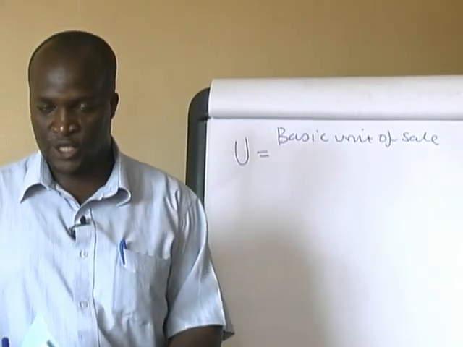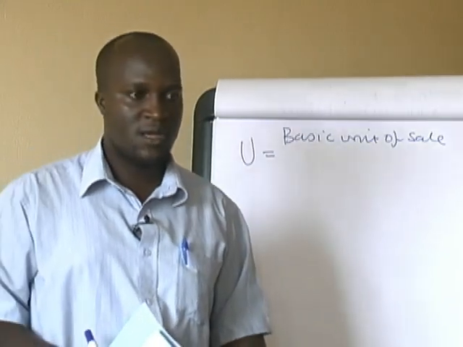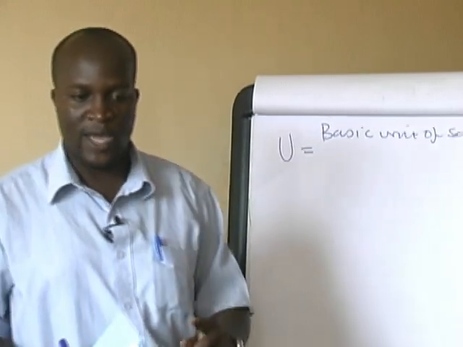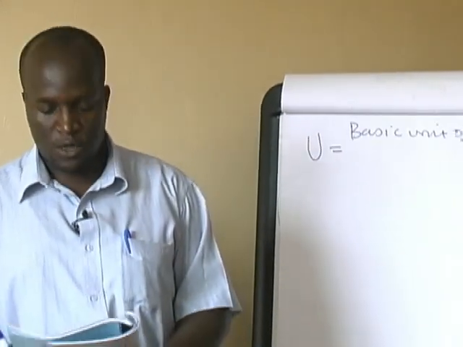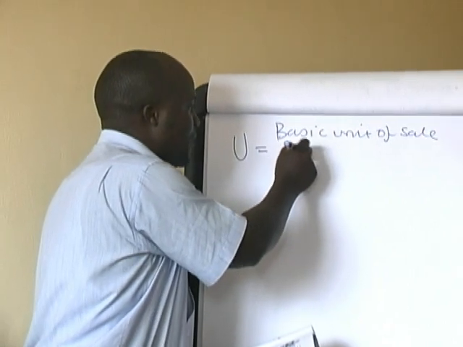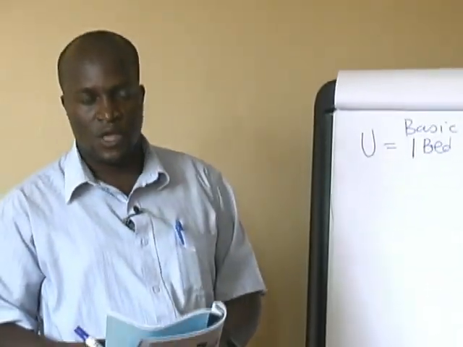Are you selling shirts, a kilogram of beans, a sack of beans? So what are you selling? So you need to know. And once you identify that, that is your unit of sale. So in this case, let's say our unit of sale is one bed. We've said our unit of sale is one bed.